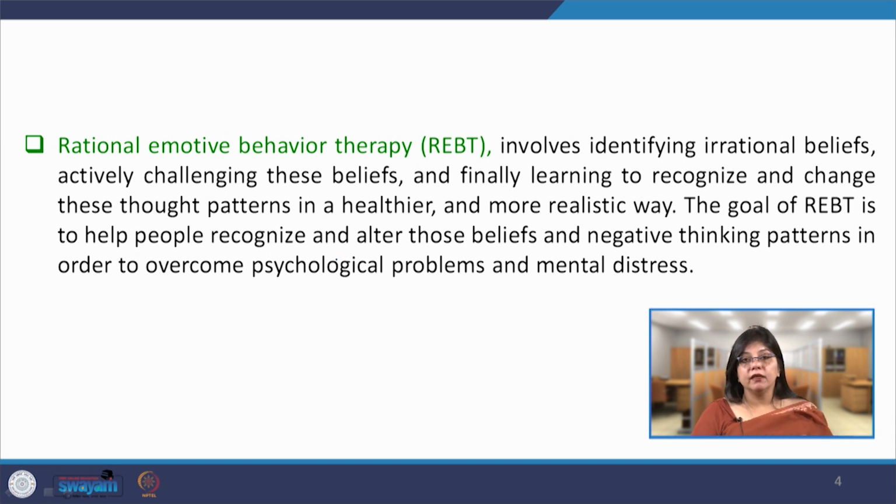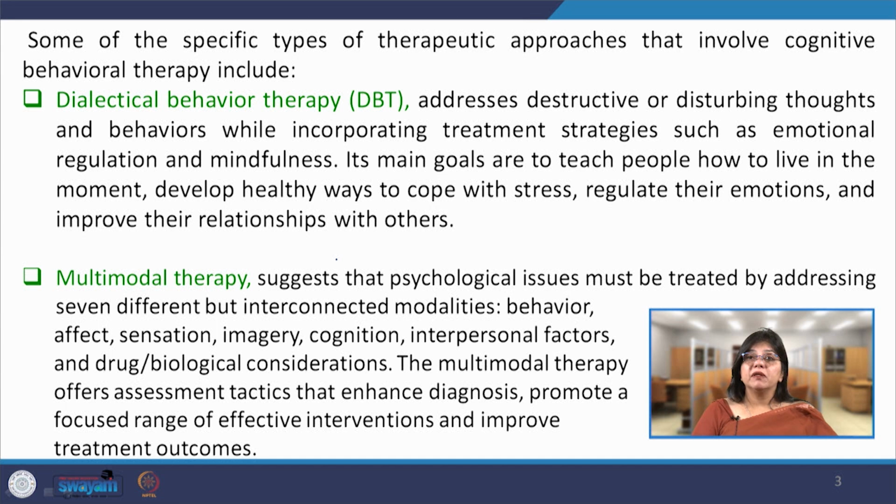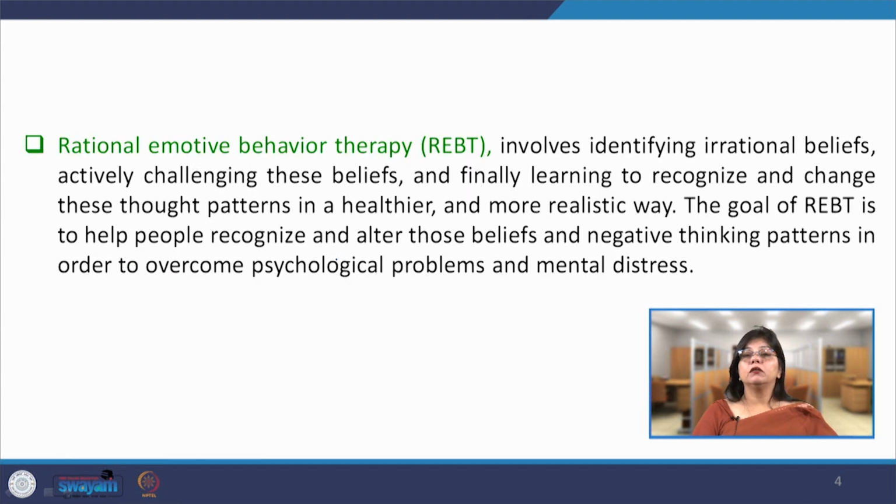Every time responding in one way to any situation will weave a pattern of negative behavior responses. If a psychologist helps a person to identify those responses and then alter them in a very rational manner, then it becomes easy for the person to cope with mental health issues or mental distress. So, these are the 3 specific therapeutic approaches to cognitive behavioral therapy at individual and group level: dialectical behavior therapy, multimodal therapy and rational emotive behavior therapy.